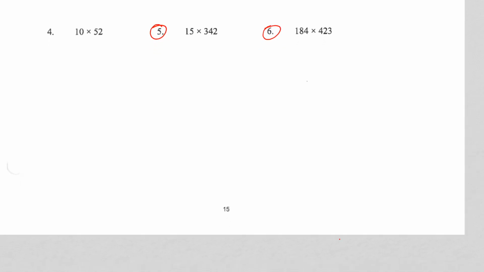Remember, the first thing you do is set up your chart. Divide on the left, multiply by 2 on the right. Then you write down your original numbers and start dividing by 2. So 15 divided by 2 is 7.5. Drop the 0.5. 7 divided by 2 is 3.5. Drop the 0.5. 3 divided by 2 is 1.5. Drop the 0.5. So we just have 3 more rows to fill.